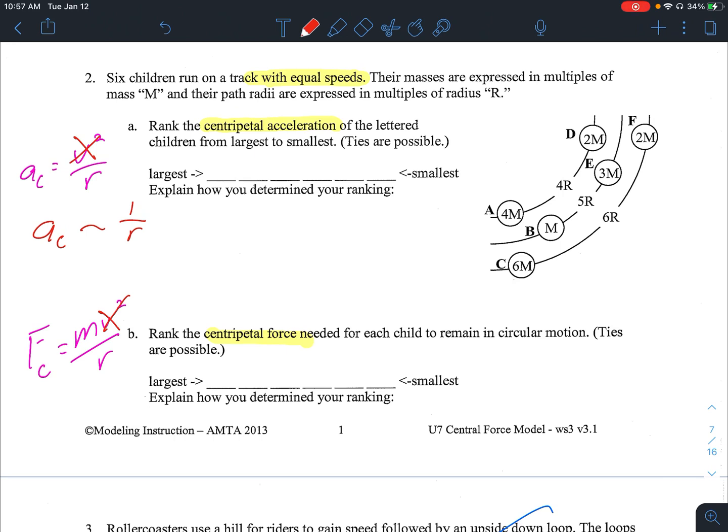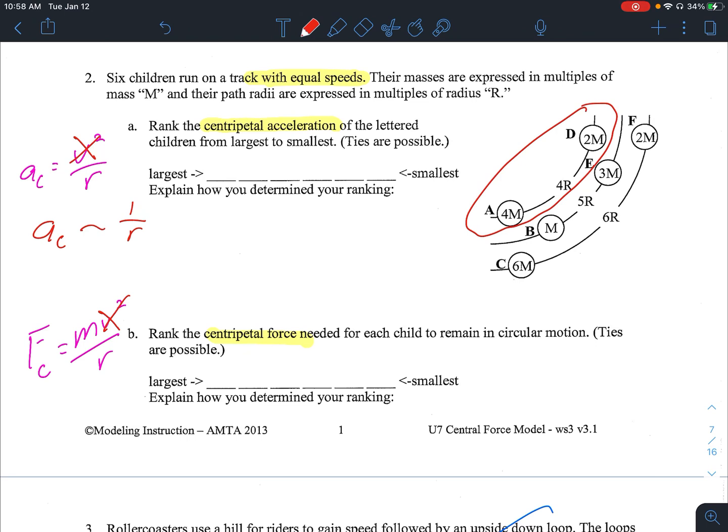So we're not looking at the mass of the runner. So whether it's 4m, 3m, that doesn't matter. So the kids with the smallest radius will yield the biggest acceleration. So both runners A and D will have that same acceleration because they have that same radius. So you can go through and rank them according to basically the radius. So you're going to have some ties because you have two kids in each lane.